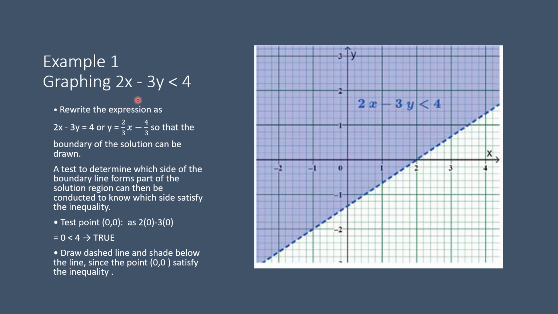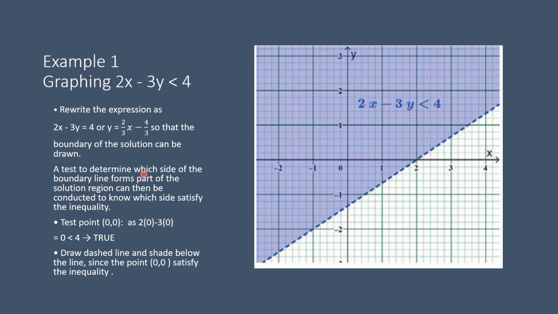We have 2x minus 3y less than 4. First of all, before we can find a solution for this inequality, the first thing we need to do from the key step is to turn the inequality sign to equal to and make y the subject. So that is what I've done here. 2x minus 3y equal to 4. Then I make y the subject, which will allow us to arrive at y equal to 2 over 3x minus 4 on 3, so that the boundary of this solution can be drawn.